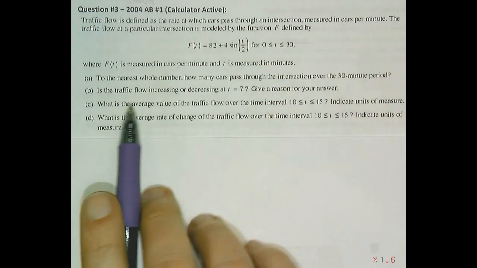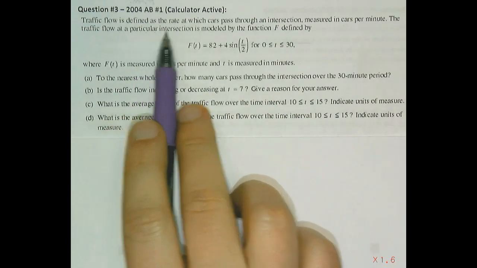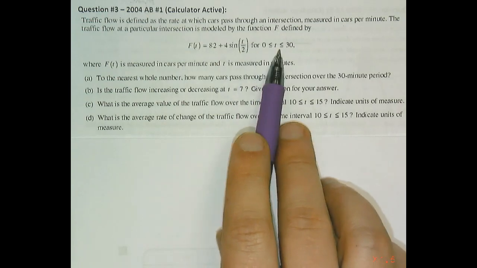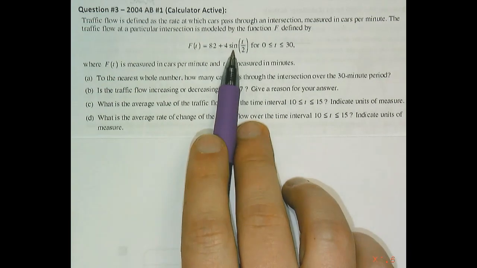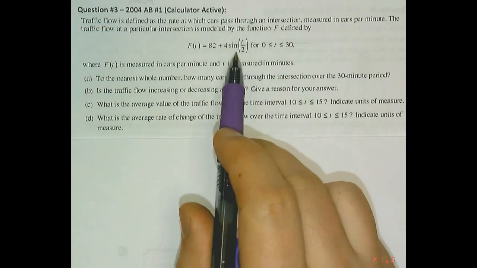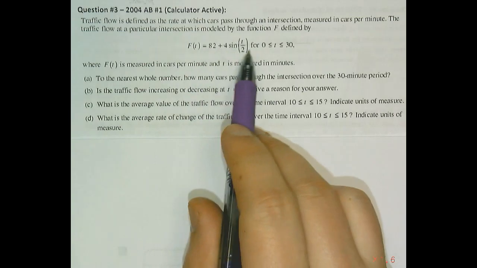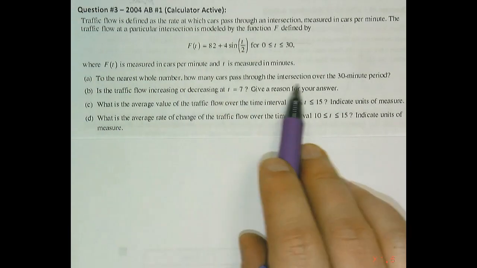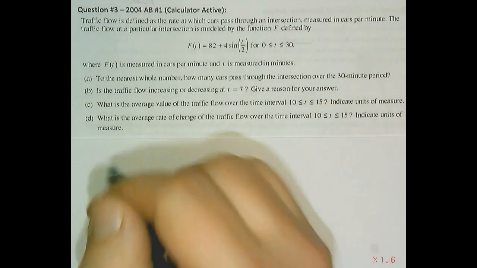We have traffic flow going through an intersection measured in cars per minute with this function. So we're looking at a 30-minute interval of time. You can see that it's periodic, and you can imagine traffic flow behaving like that. You've got a clump of cars at a red light, and then a lot of flow, and then light flow, and then a lot of flow, etc. To the nearest whole number, how many cars pass through the intersection over a 30-minute period?